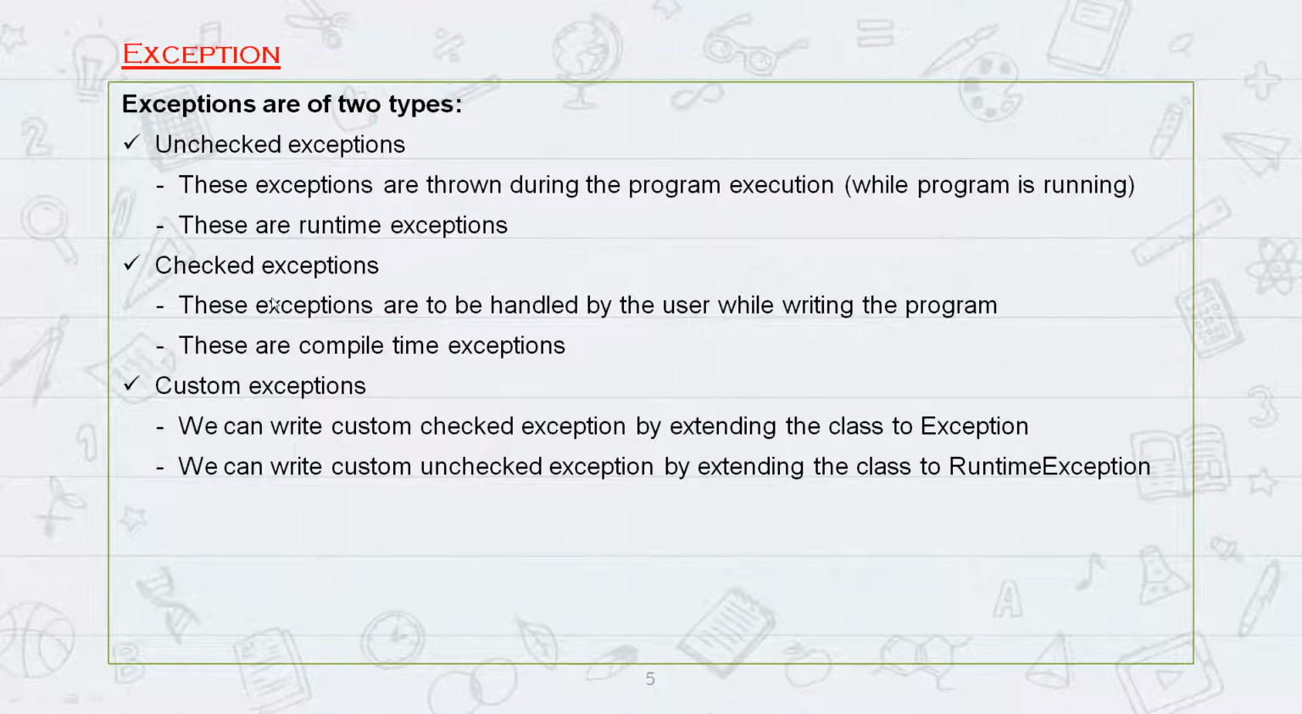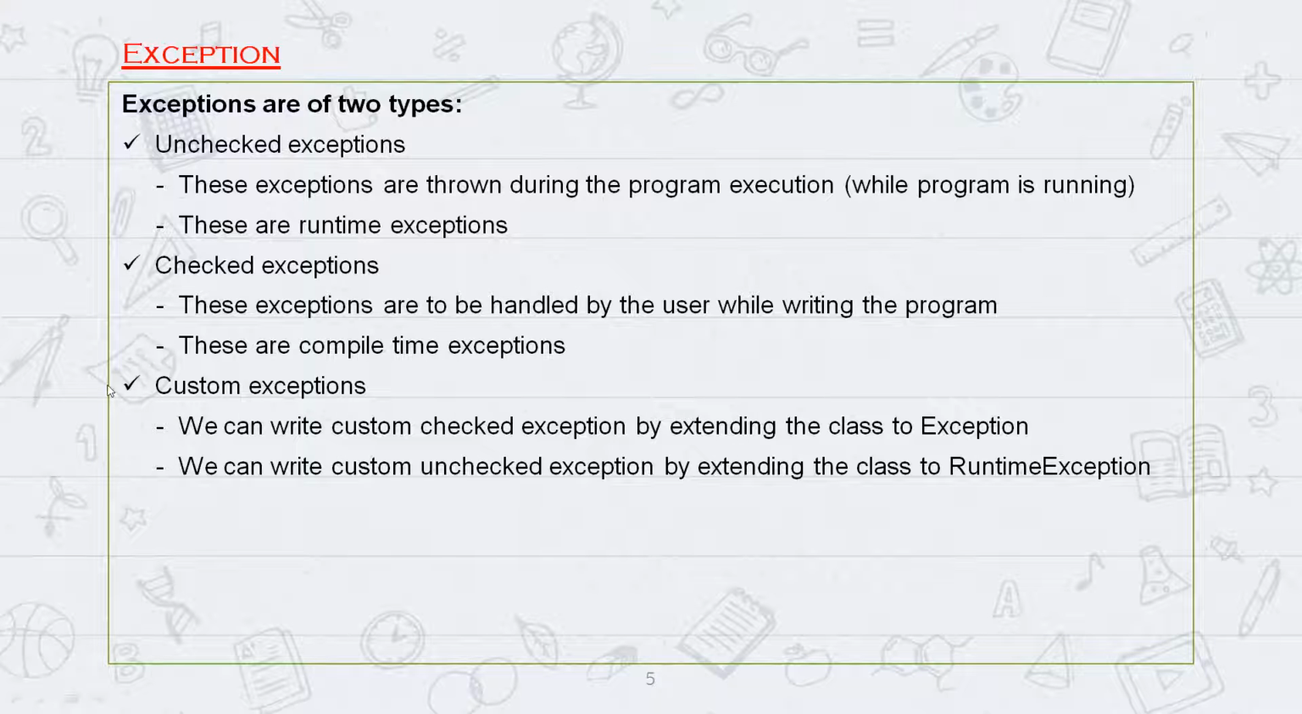And checked exceptions are like this: while writing the program itself, the compiler, the specific function, will highlight that this function is going to throw some exception, please handle it. That's why we say it is a compile time exception. When we are writing the program itself, we'll come to know. That's why it is checked, meaning we have already checked this exception and handled it. That's the difference between unchecked and checked exception: while writing and while running.